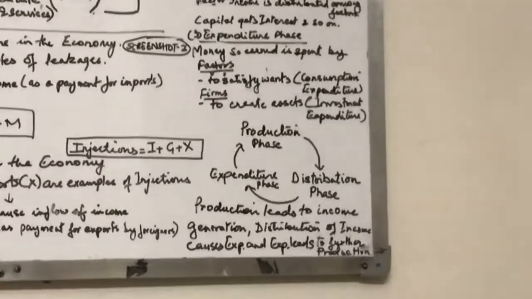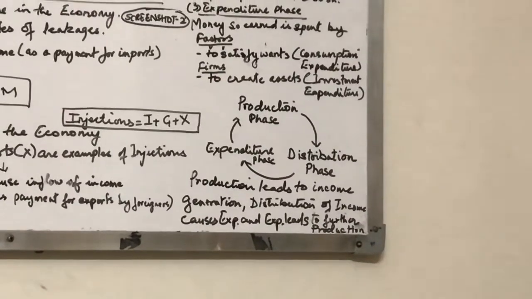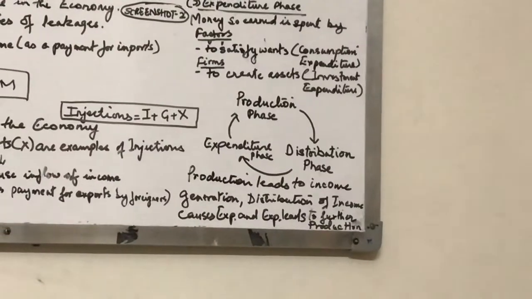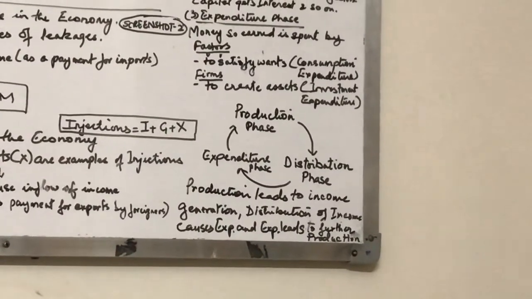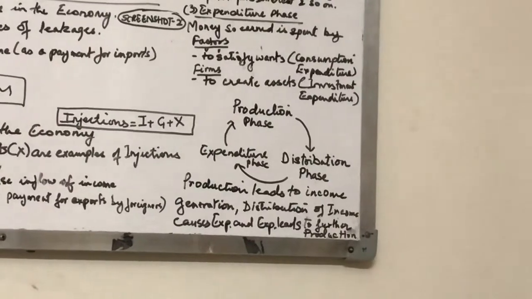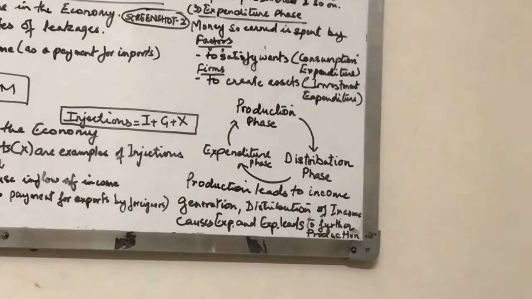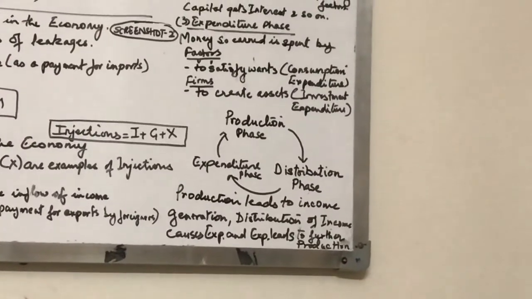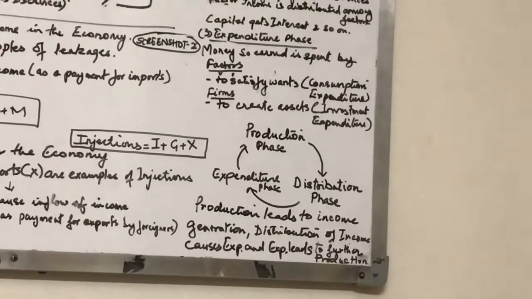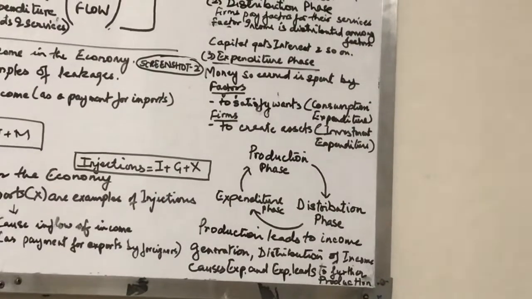Production leads to income generation, distribution of income causes expenditure, and expenditure leads to further production, which means because of production there is income generation. This income is distributed among factors and factors use this income to spend for their want satisfaction, which in turn leads to further production. Because if whatever is produced is not consumed, there would be no incentive for the producer to produce more.